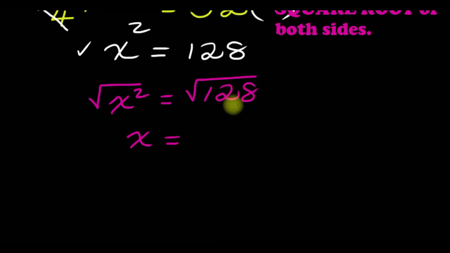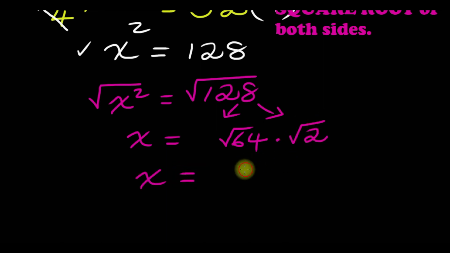And then square root of 128 is not a perfect square. So we're going to have to simplify that. So that means we have to break it up using one of those perfect squares. And you want to use the largest perfect square that can go into 128. How about we use square root of 64 times square root of 2. And then square root of 64 is going to give you 8. Square root of 2, we leave it the same.